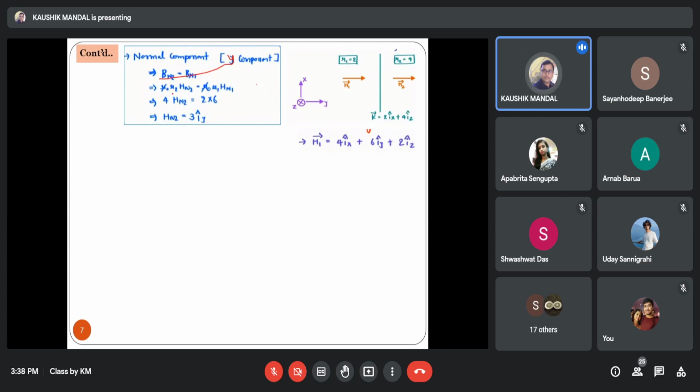Bn2 means mu0 into mu2 into Hn2. What is Bn1? Bn1 equals mu0 into mu1 into Hn1. mu0 cancels out. Now mu2 is given, mu2 is 4, so 4 into Hn2. What about mu1? mu1 is 2. Now what will be this Hn1?